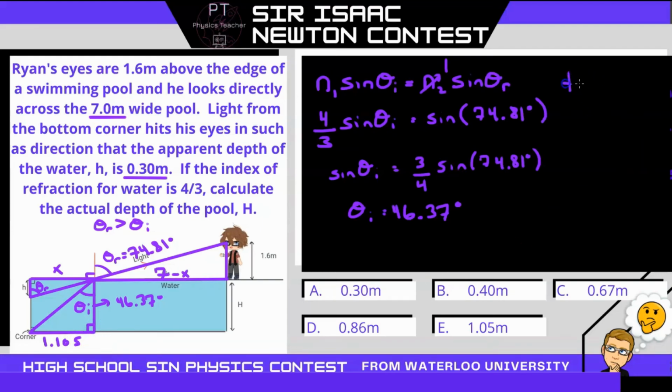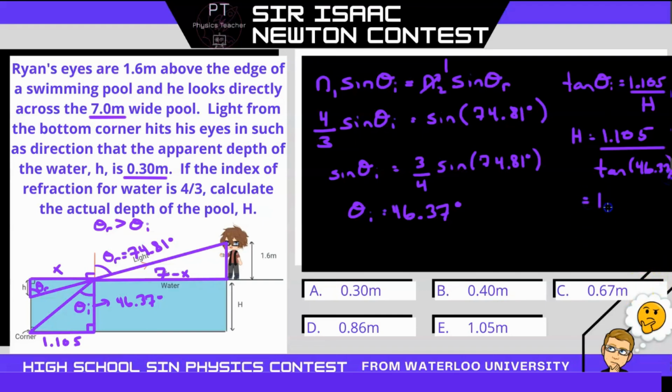You can say the tan of theta i is going to be opposite, which is 1.105, divided by adjacent, which is the height, the actual height of the pool. So the actual height of the pool then is 1.105 divided by the tan of that incident angle, 46.37, which turns out to be 1.053 meters, or our answer is E.